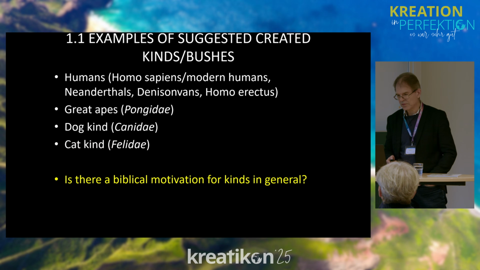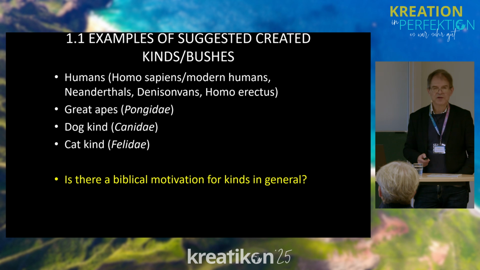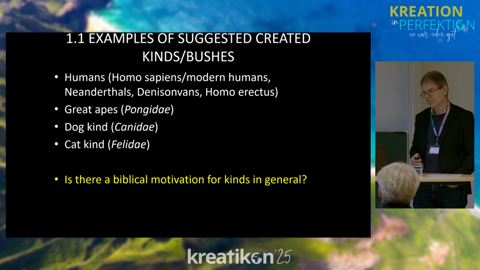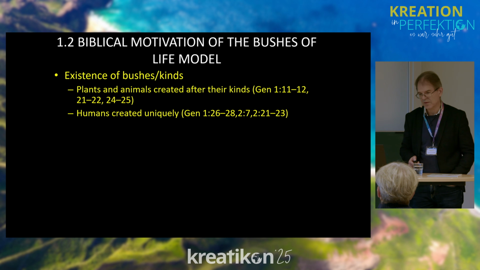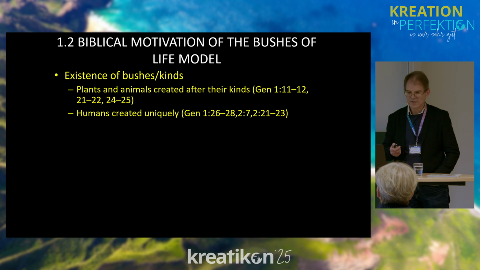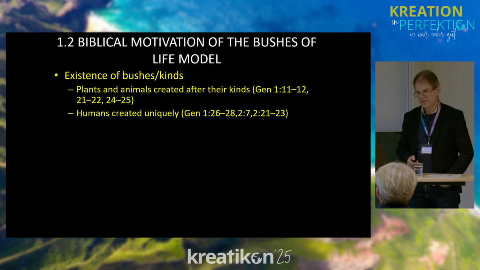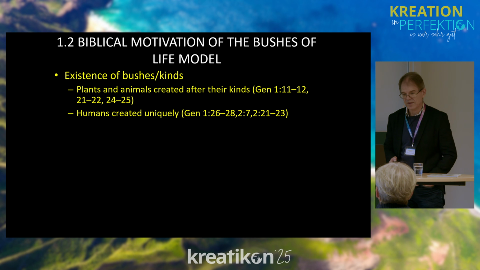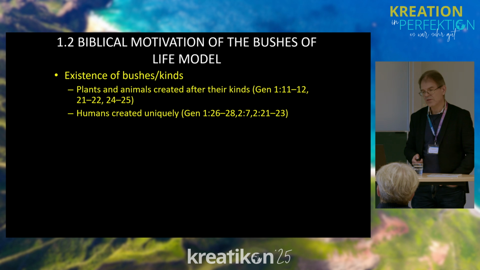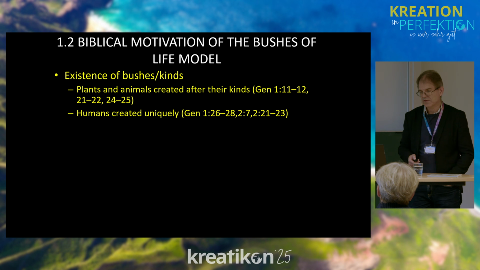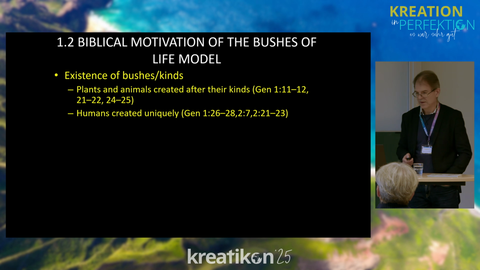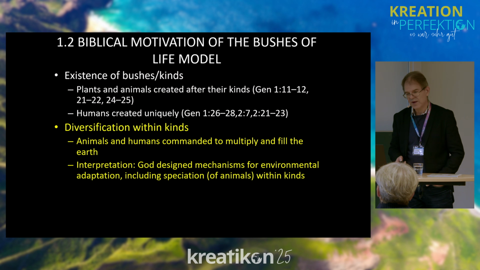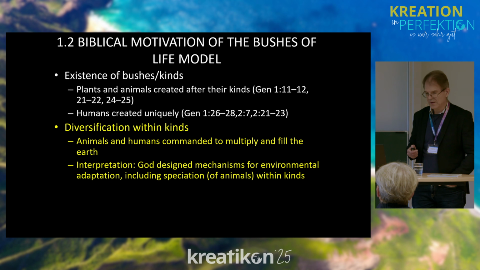But let us now go back to the Bible and ask ourselves, is there a biblical motivation for kinds in general? And first of all, as I mentioned earlier, we go to the first chapter of the Bible, Genesis chapter 1, and in several verses, we are told that plants and animals were created after their kind. And then at the end of the first chapter, and then the creation story continues in the second chapter of Genesis, telling us that humans were created uniquely. So we can think of humans as its own kind. But then we have diversification, we have speciation within each kind.